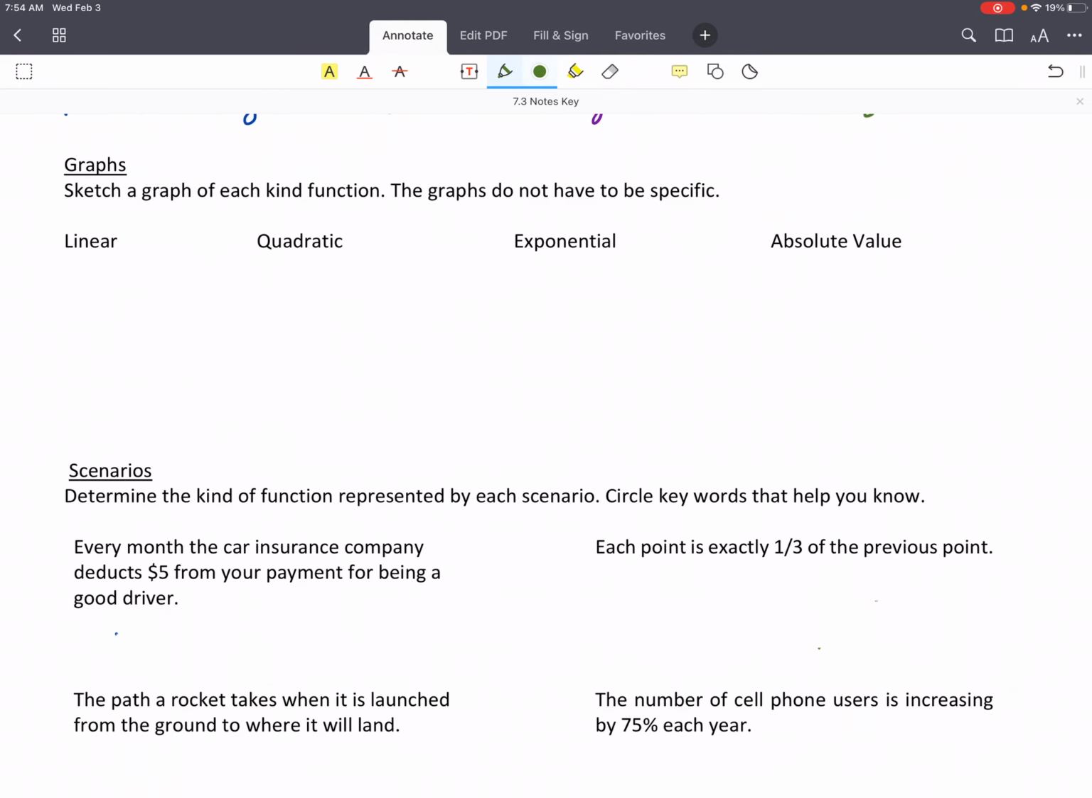So I move on to graphs. We're just going to sketch each graph shape. Linear equations have a straight line. Quadratics are parabolas. Exponentials are pretty much flat and then they spike up. So it would be something like this. And then absolute value is going to be a V shape.